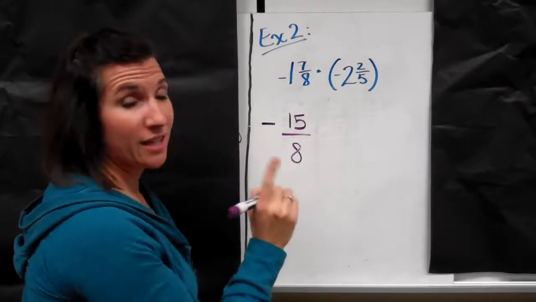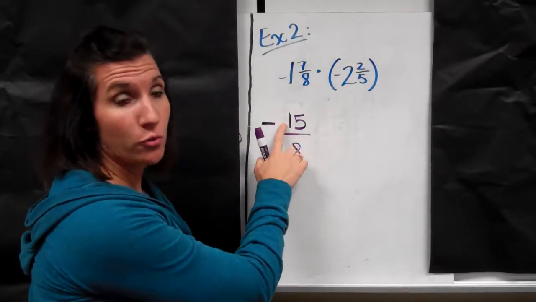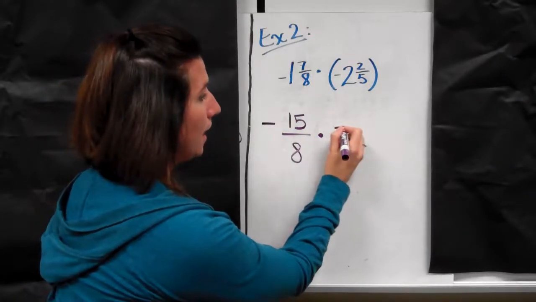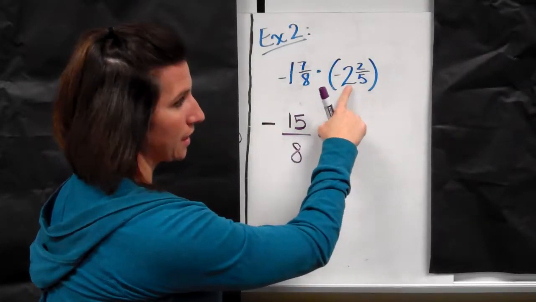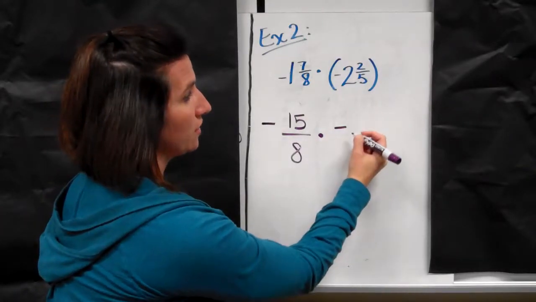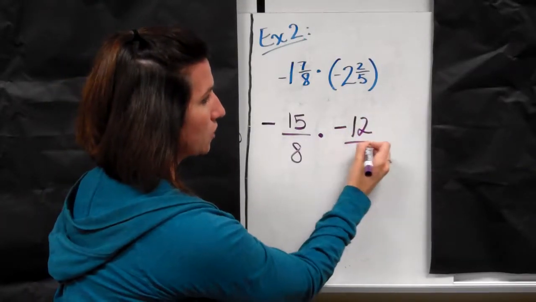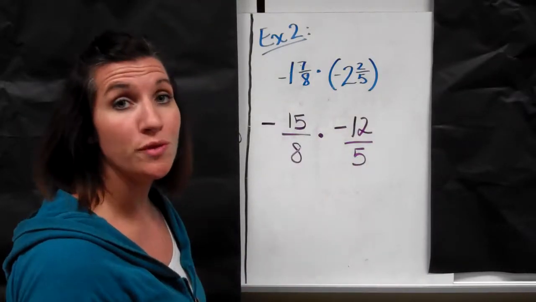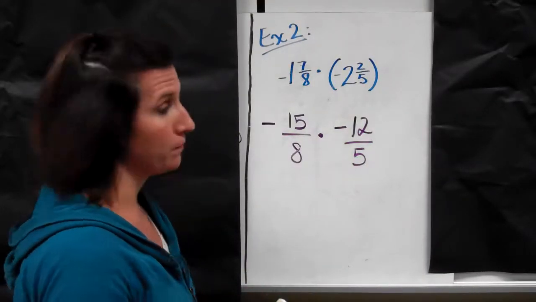One strategy, I'm going to remind you, is to keep the negative in your numerator, just so you don't forget about it. And this is multiplied by negative, and then 5 times 2 is 10, plus 2, which gives me 12. So this is 12 fifths. One thing about multiplication, you do not need a common denominator.